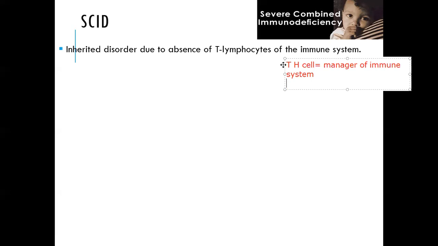the clonal expansion of B cells and clonal expansion of T killer cells cannot happen because they need the T helper cell to secrete cytokine or lymphokine. So the entire immune system cannot function. So this person will have a high risk of infection and die from infection.